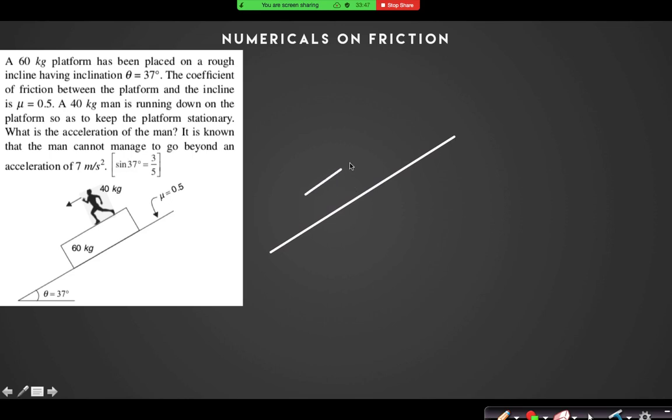For that, first let us draw the free body diagram of the plank or the platform over which the person is running. What are the forces on that plank? It is 600 Newton. So if I break 600 Newton into its two components, one is along normal, another is parallel to the inclined plane. Then what is the force along the normal? It is 600 cos 37 degree. Is it 480 Newton? And what is 600 sin 37?